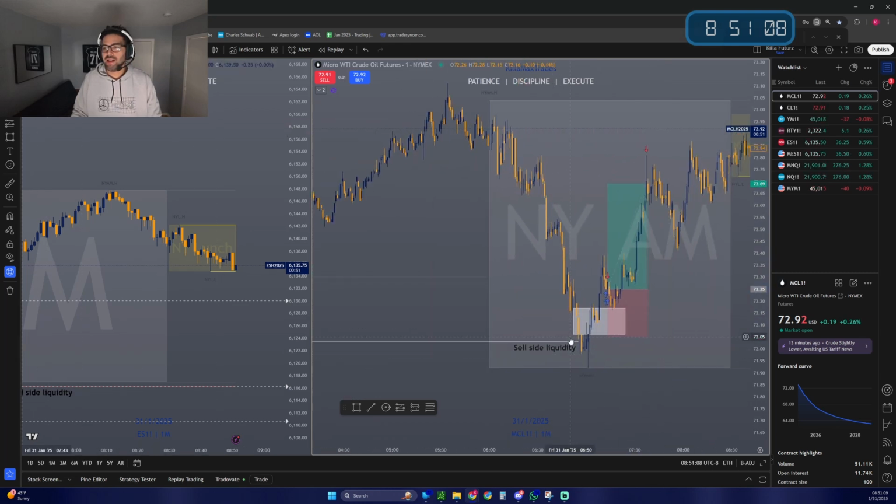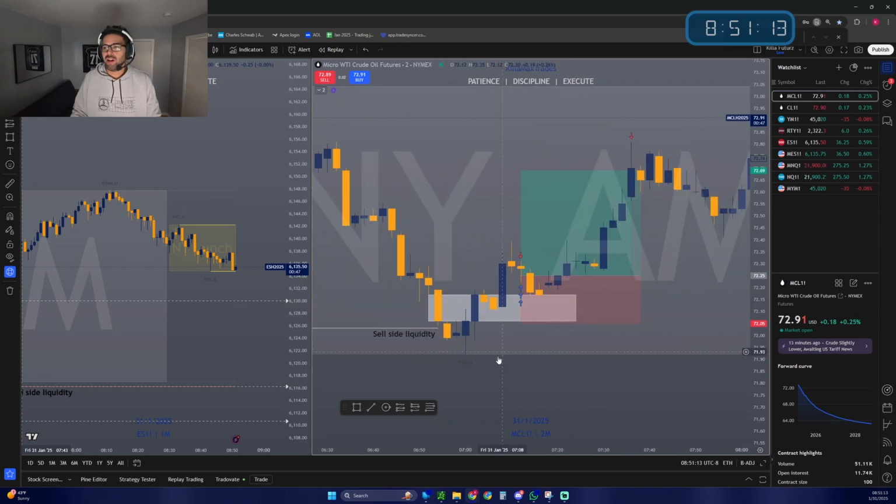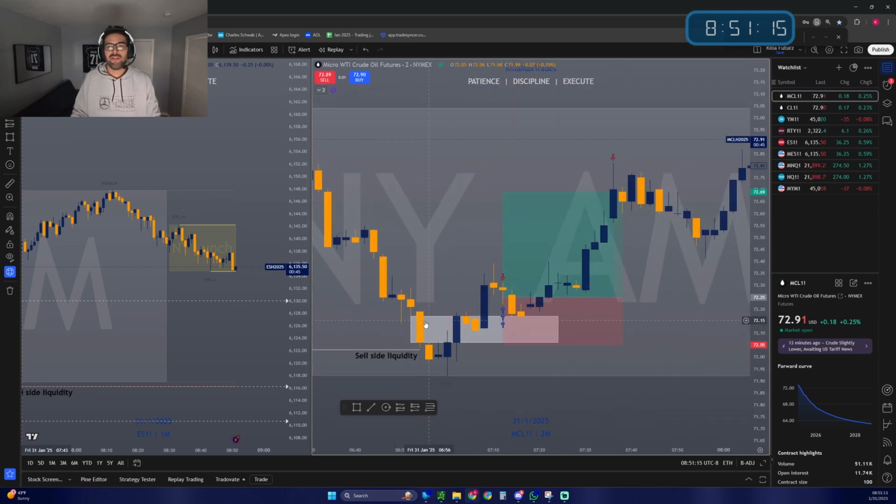Once price came down here, tapped into it, as you can see, it gave a pretty clean reaction. On the 2 minute, I was able to notice this FVG here. I saw that it inversed and then it came down. I decided to take it here on a slight pullback towards 72.25. I placed my order to go long, put my stop loss below the FVG down here, and I just waited.